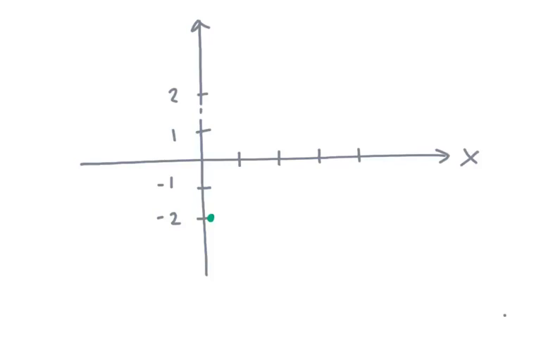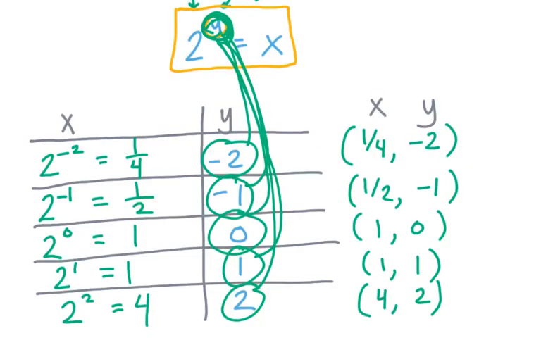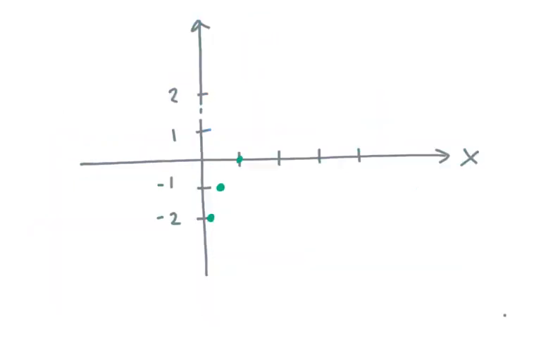Then we had when x was 1/2, the y value was negative 1. Then our next ordered pair was when x was 1, y was 0. When x is 2, y is 1. And when x is 4, y is 2. So maybe make sure you had those 5 ordered pairs written down. I know I just went through them out loud.